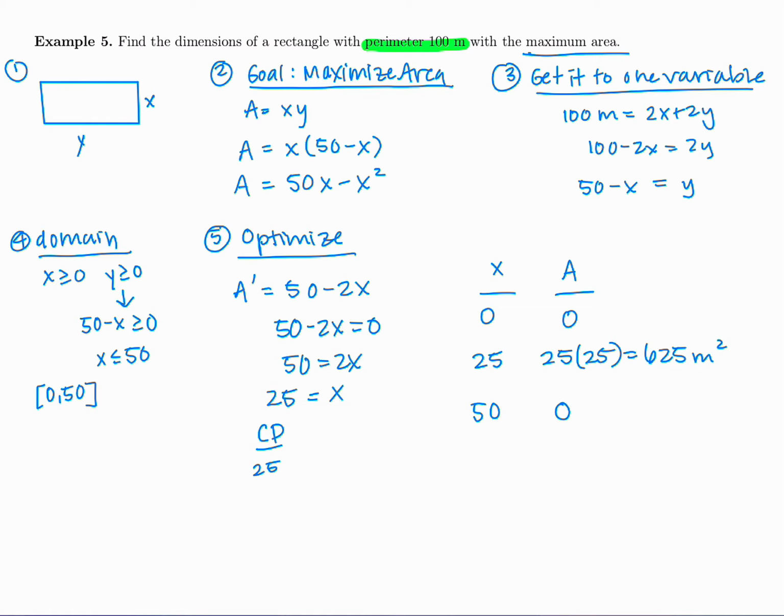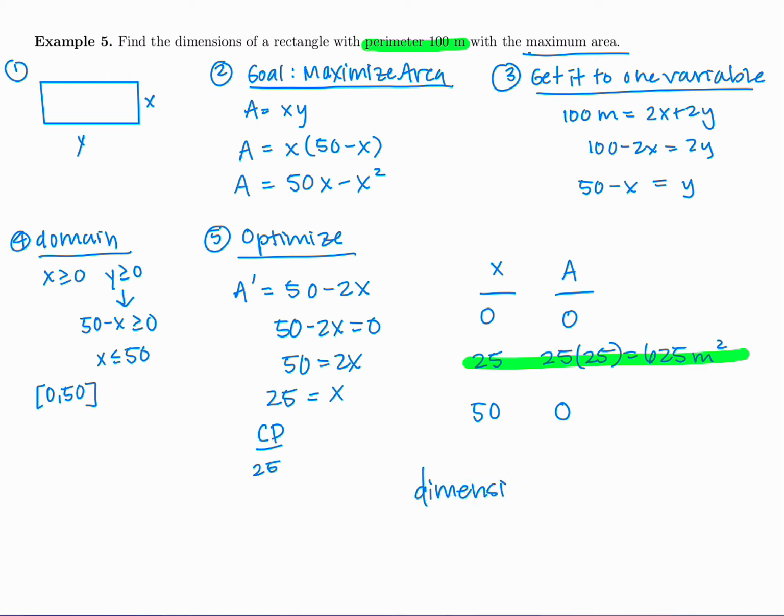So there we go. There is our maximum area right there. And let's go back and see what the question asked us to do. It said find the dimensions of the rectangle with the perimeter 100 that has maximum area. So I know the maximum area is 625. I need the dimensions.